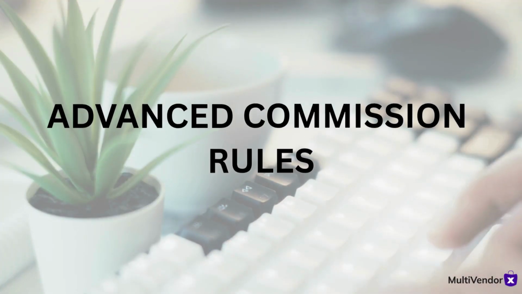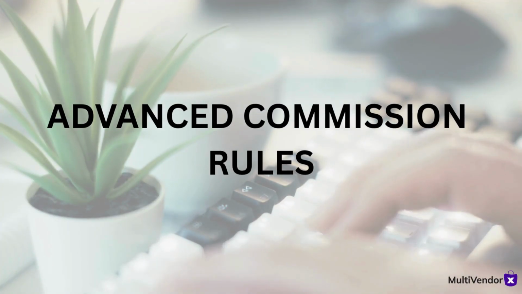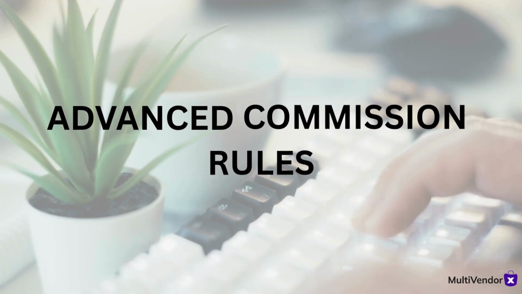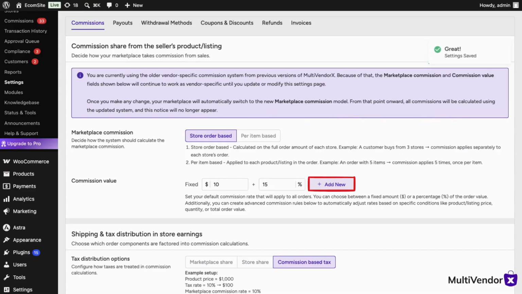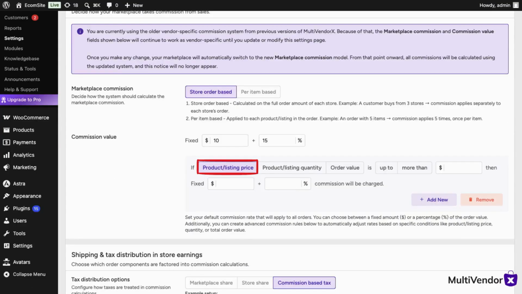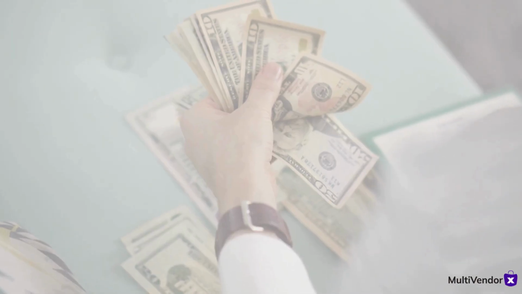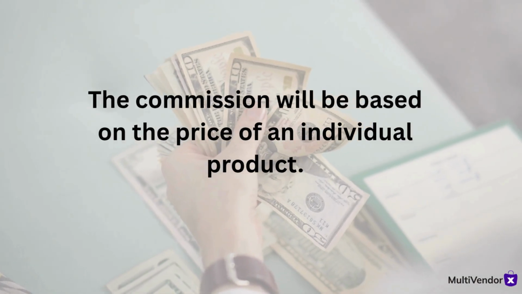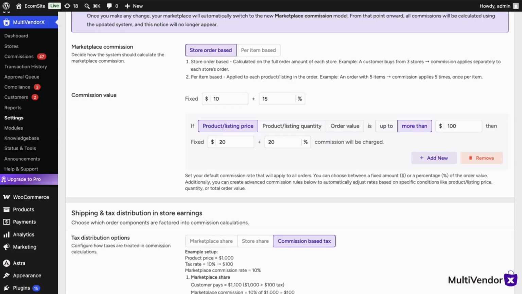Beside the default commission, Multi-Vendor X also allows you to create advanced commission rules. To create one, simply click Add New. First we have Product per Listing Price. If you select this, the commission will be based on the price of an individual product. For example, if we said product price is more than $100 and commission $20 plus 20%, then any product price above $100 will use this commission rule instead of the default commission.